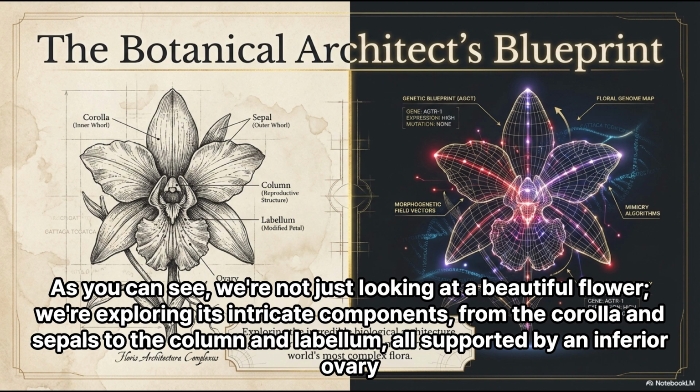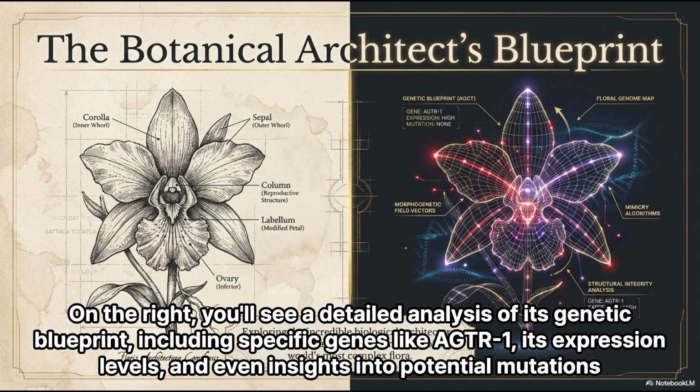As you can see, we're not just looking at a beautiful flower, we're exploring its intricate components, from the corolla and sepals to the column and labellum, all supported by an inferior ovary. On the right, you'll see a detailed analysis of its genetic blueprint, including specific genes like AGTR1, its expression levels, and even insights into potential mutations.